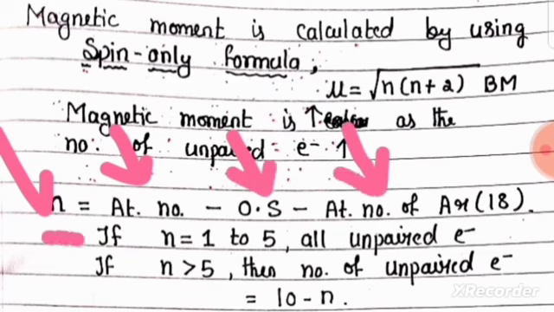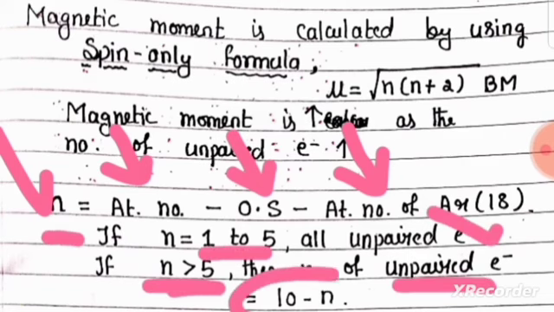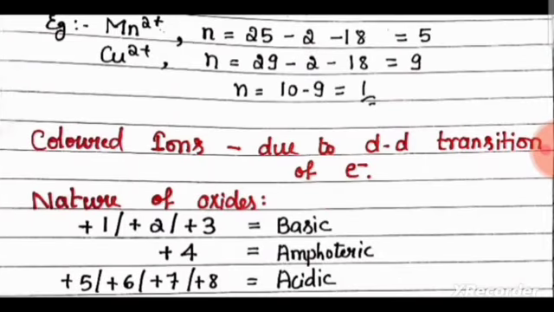If we get a value between 1 to 5, that indicates the number of unpaired electrons. If the value is more than 5, then to calculate the number of unpaired electrons, we have to subtract it from 10. Let us have some examples. In case of manganese ion Mn2+, the atomic number of manganese is 25, minus 2 is the oxidation state, and 18 is the atomic number of argon. If you calculate the number of unpaired electrons, we get 5. Whereas in copper ion Cu2+, to find the number of unpaired electrons, take the atomic number of copper 29, oxidation state 2, argon atomic number 18, we get 9. Here, as the value is more than 5, we have to subtract from 10, and we get 1 as the number of unpaired electrons.